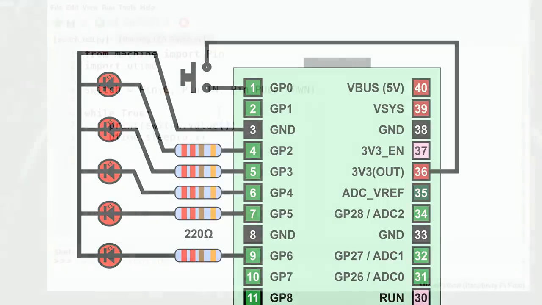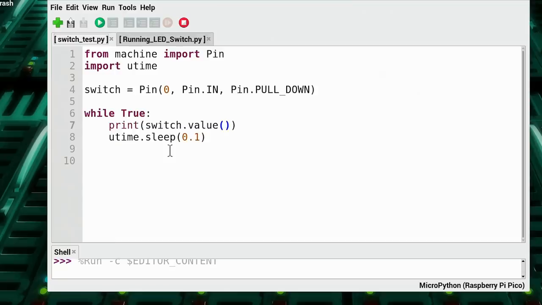Talking of code, here in Thonny I've got a couple of programs to test out the switch, the first of which is very simple. It just loads in libraries as before, and then it defines switch to use pin 0 as an input and also to have a pull down resistor.